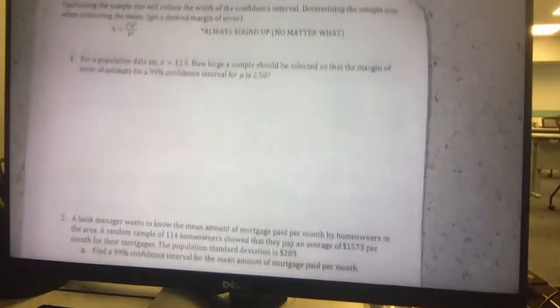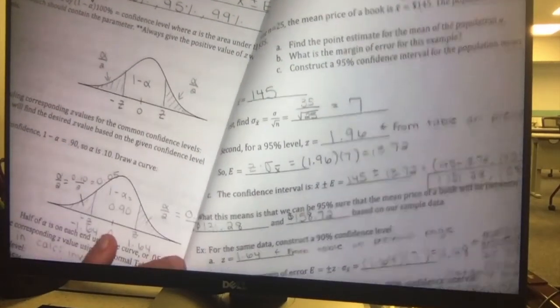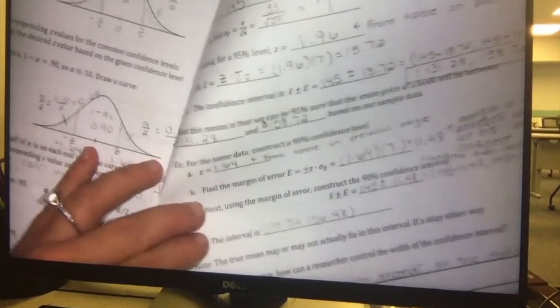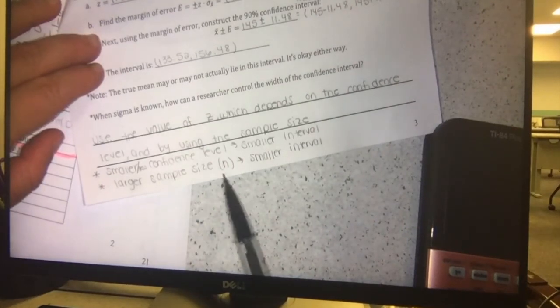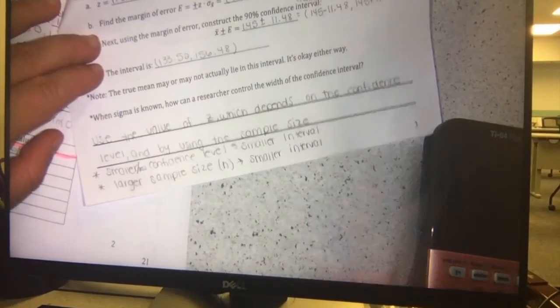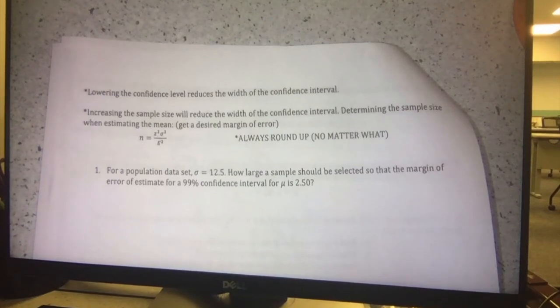So I rewrote this out on that same page that we talked about. The lower the confidence level reduces the width of the confidence interval, which is what we said over here. If we're less confident, you get a different result, a smaller interval. And a larger sample size n will give us a smaller interval as well. That's what the second bullet is saying: increasing the sample size will reduce the width of the confidence interval, the width meaning how wide or how big our confidence interval is.